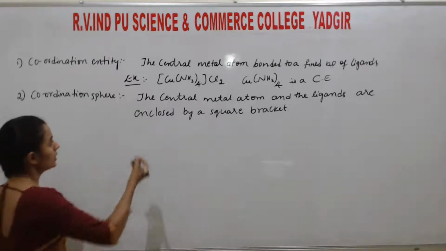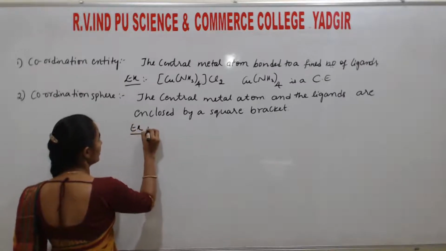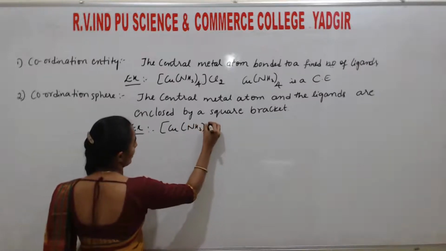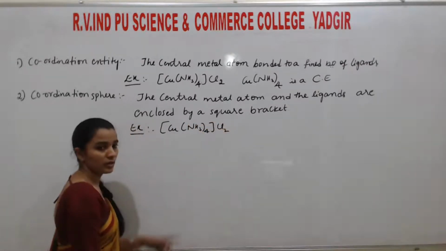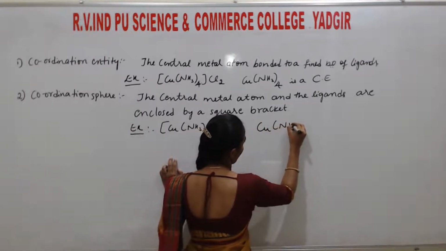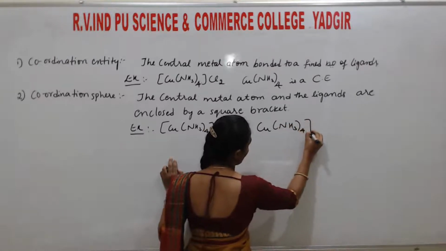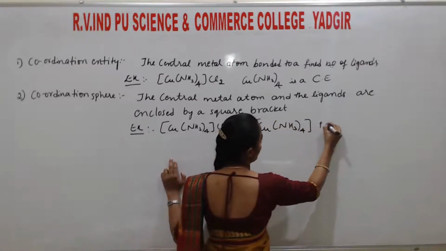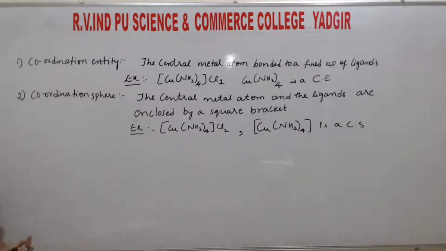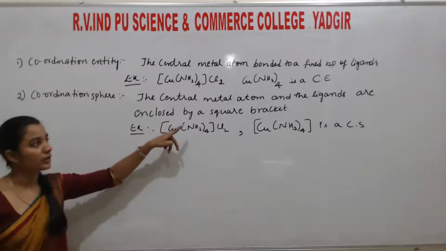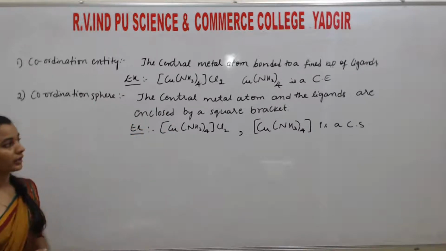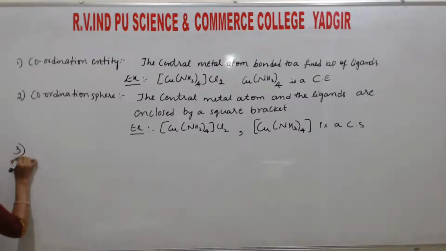Okay, so here in this example, the same example I take, [Cu(NH3)4]Cl2. So in this, which one is the coordination sphere? Cu(NH3)4 with the square bracket is the coordination sphere. Understood? So the coordination sphere means the central metal atom and the ligands are enclosed by a square bracket. Next one is the third one.